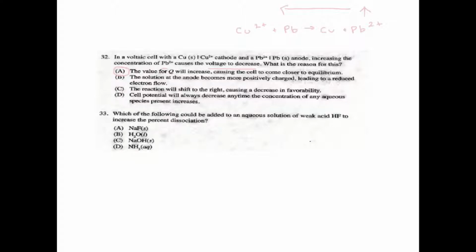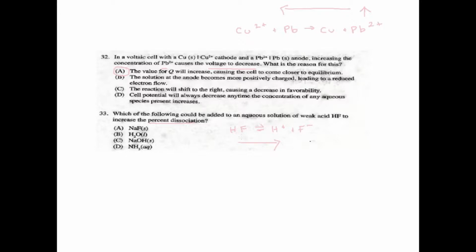Okay. For 33, I don't like this question, but we'll talk about it. It says, which of the following could be added to an aqueous solution of a weak acid to increase the percent dissociation? So I have HF, and it reacts to form H+ and F-. So how do I cause a shift to the right? Because I'm wanting to increase the percent dissociation. I had thought that if you add a base, either NaOH or NH3, that would cause this concentration to decrease, which would cause a shift to the right. So I was going to say add a base.